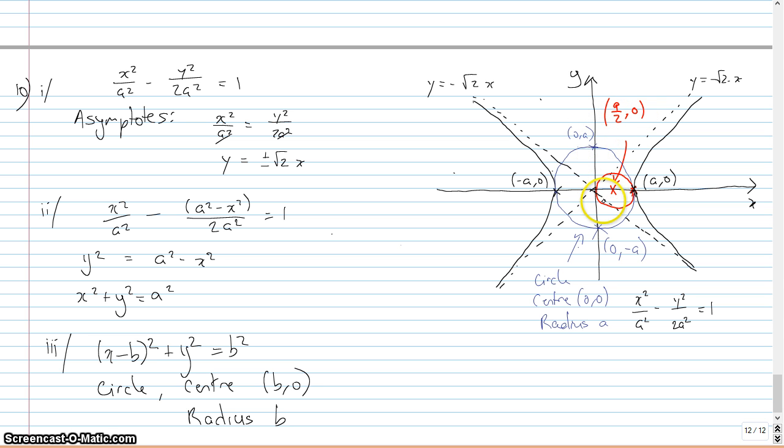However, that's not the only way I could work. I could also take b to be a negative number, right? So I could take b to be negative a over 2, and I would get the same situation appearing on this side, right?